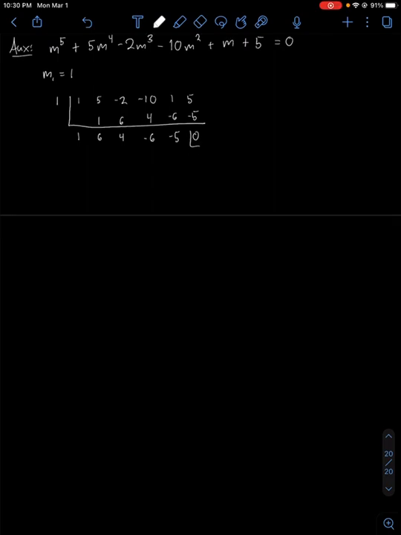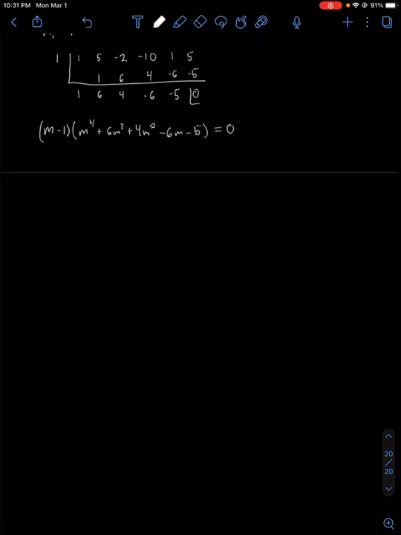So then we have m minus 1 times m to the fourth plus 6m cubed plus 4m squared minus 6m minus 5 equals 0.